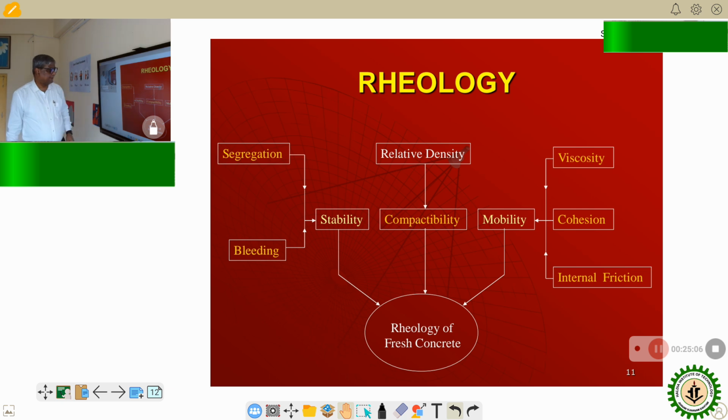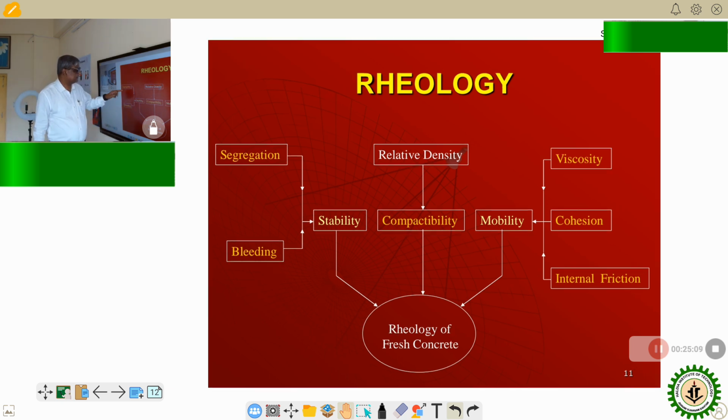Now, you see that segregation and bleeding control stability. The relative density is related to compactability. And viscosity, cohesion, and internal friction, these three things provide you mobility. Now, if you take all these three components together, that is rheology. Now, the question comes that theoretically one can explain it like that, but what exactly are people doing to understand the rheology?